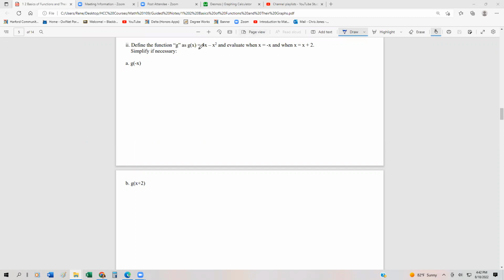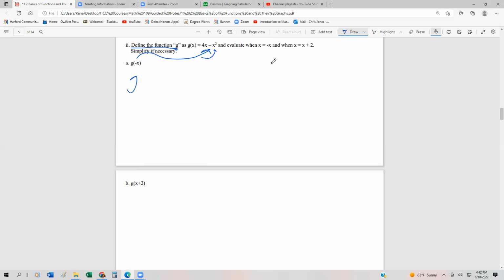And so what we have is this function, we're defining it as g. So the name of this function is g, and g of x is equal to 4x minus x squared. And we want to try to simplify and evaluate when x is equal to negative x and x is equal to x plus 2 and simplify it if necessary. And so just like we did before, what we're going to do is substitute negative x back in anywhere we see an x.